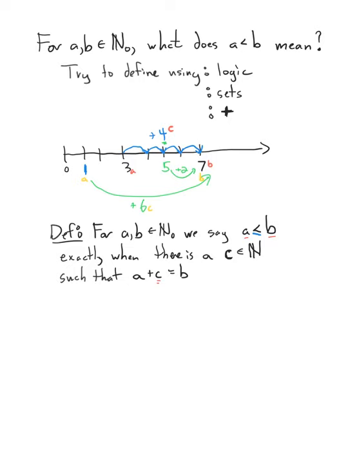So we can say exactly when, let's put an either here. Either there is a C such that A plus C equals B, or A equals B. So it's either less than, here's the less than part, or it's equal to. So that's one way of doing it. And I'm going to erase this because there's another kind of slicker way of doing it.